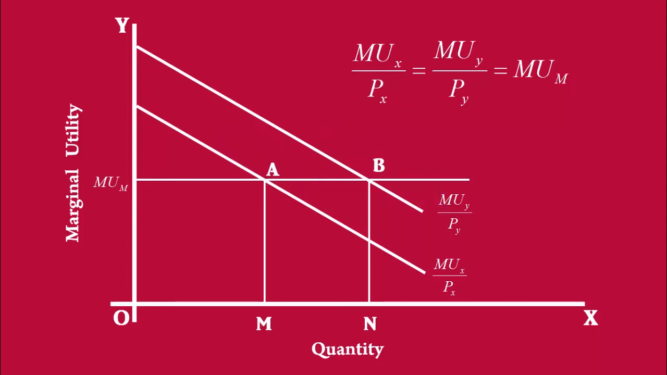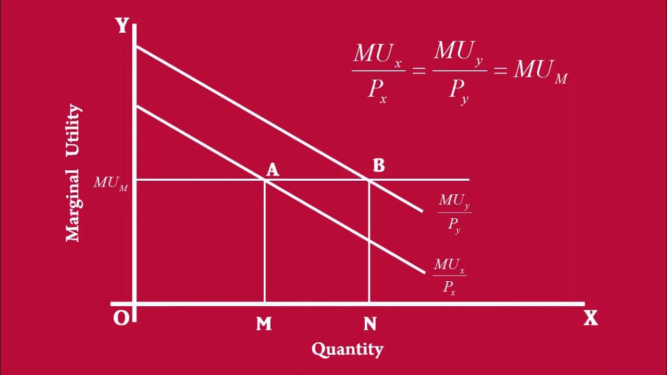After choosing this combination, that is M units of good X and N units of good Y, the consumer will never change the combination. In other words, he will not reallocate his income. Third condition is also satisfied. Of all, his total utility is maximum.